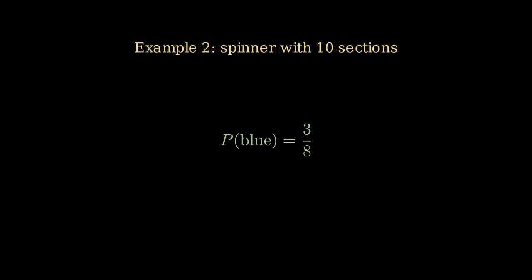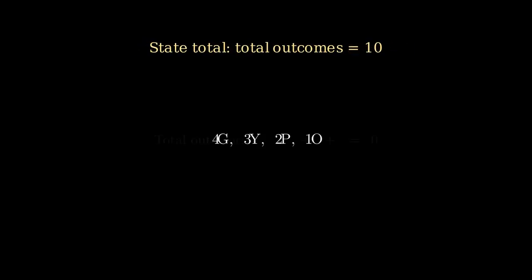Now worked example 2. A spinner has 10 sections in total, 4 green, 3 yellow, 2 purple, and 1 orange. We want the probability of not landing on green. Again, state the total explicitly first. Total outcomes equals 10, counting every possible outcome on the spinner.